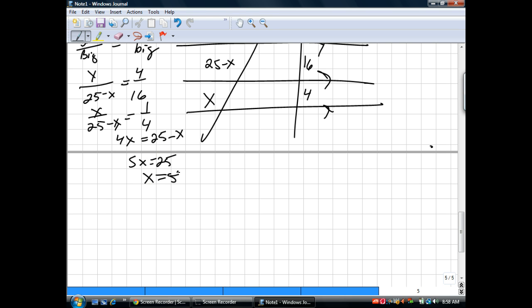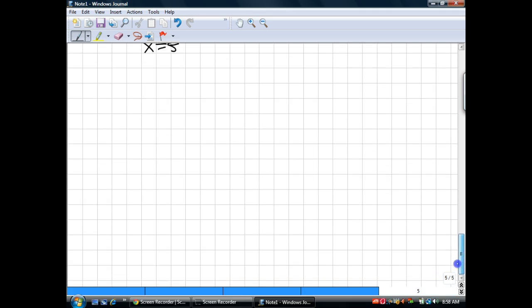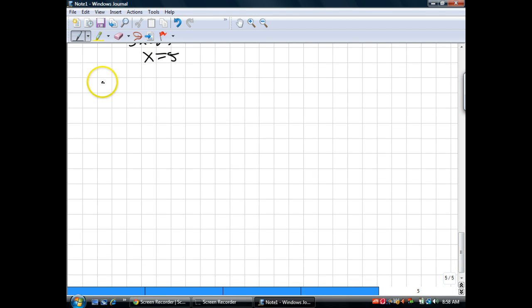So it's just another application of the triangle proportionality theorem. Because notice that if you extend the transversals, you'll end up with a triangle. Okay. All right, and we have a final theorem.